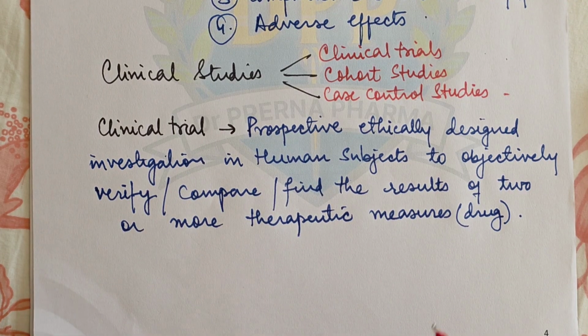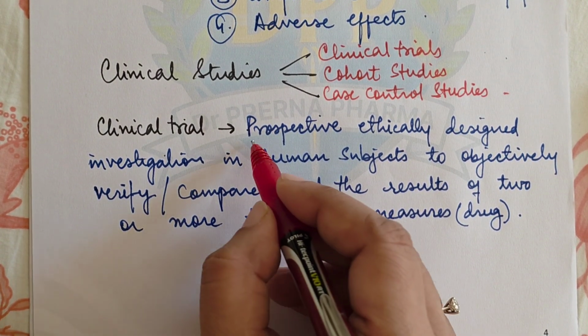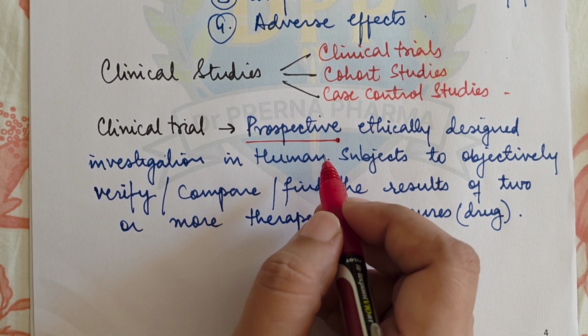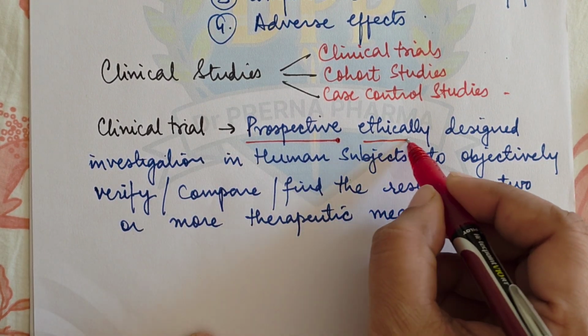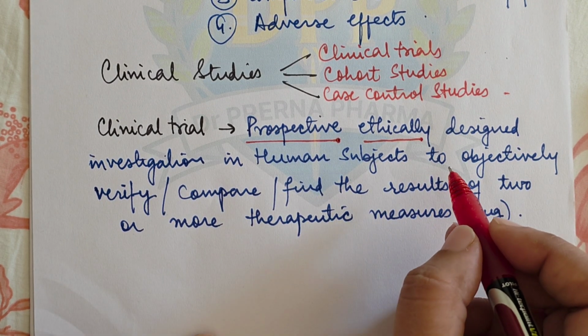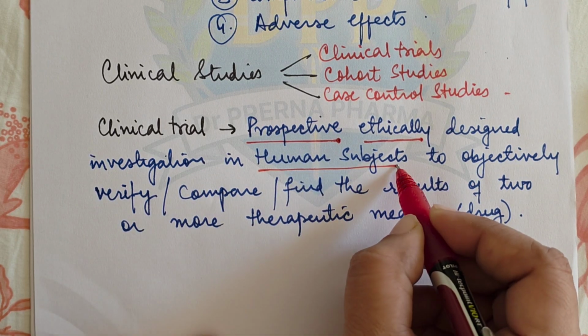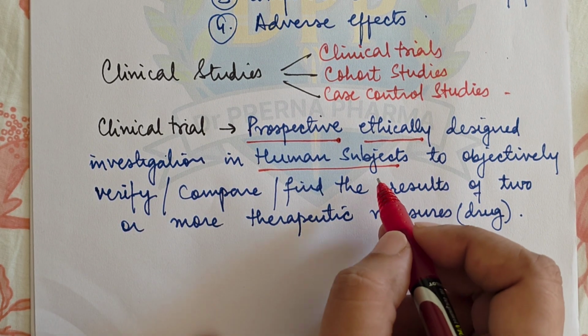So understand this definition. Each and every word carries a lot of meaning. First of all, prospective. Prospective means it is always in the future. A thing which is retrospective is not a clinical trial. Ethically, the clinical trial is bound by ethical principles. Designed investigation in human subjects. So we are doing clinical trials in human beings. Animal studies are not called clinical trials.